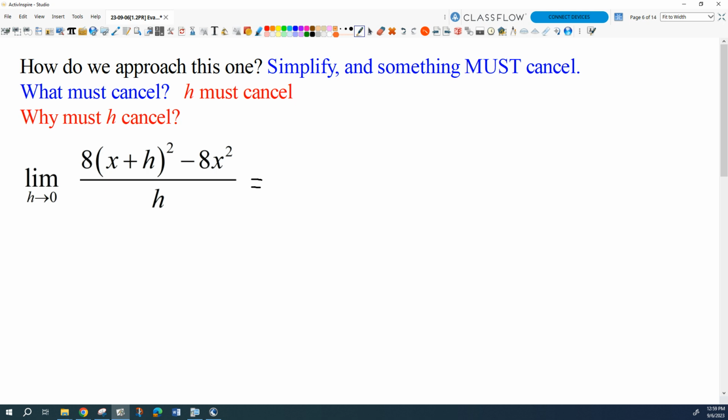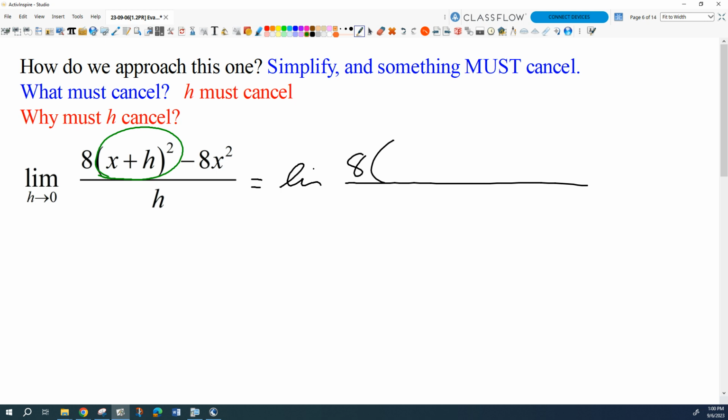What do I need to do here? When we do algebra, like what? Expand that out, right? I have to expand out x plus h quantity squared. Okay, so if I do that, that's going to give me the limit of, let's do this. Let's kind of color code this a little bit. So we're going to take all this stuff and replace that with green. So I get the limit of 8 times what? What is x plus h quantity squared?